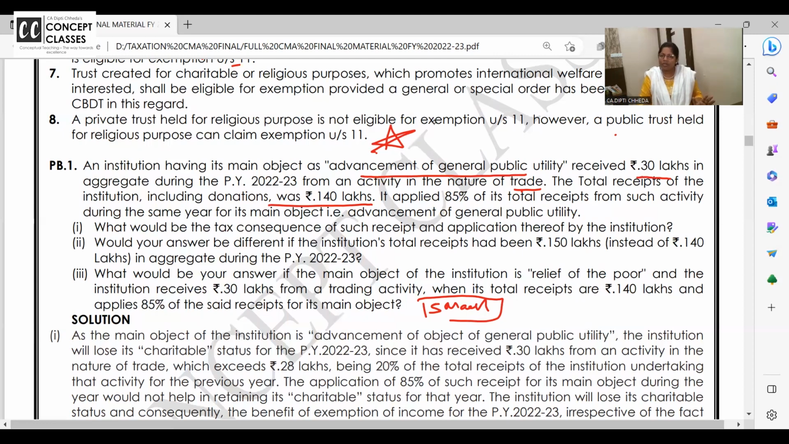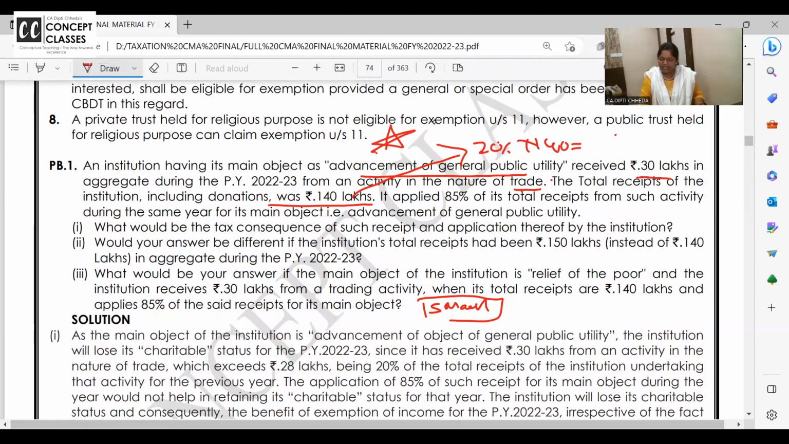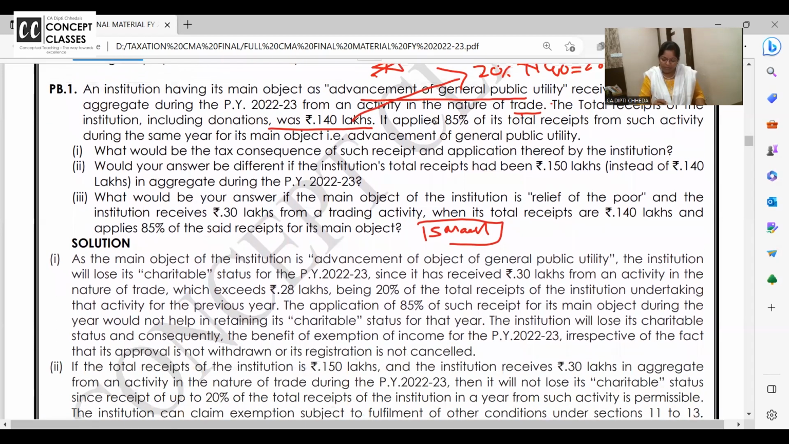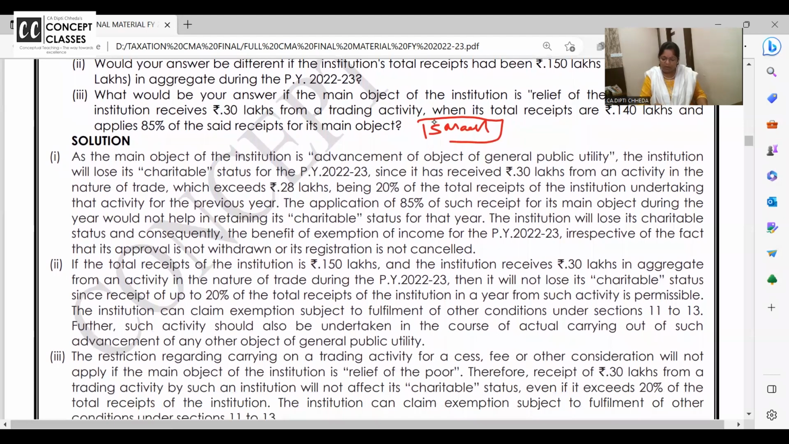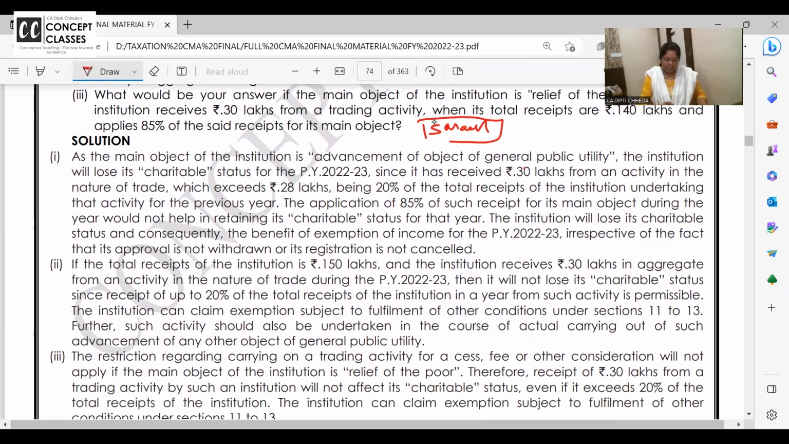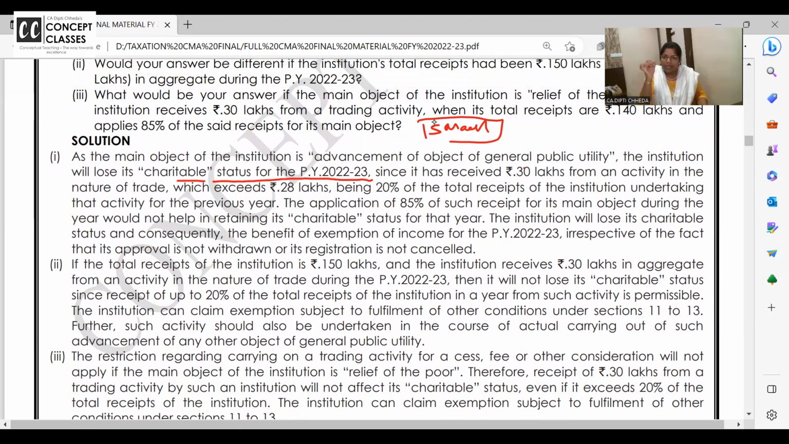Did you understand the question or not? If you have formed the trust for advancement of other general public utility, you should not do business activities more than 20% of the gross receipts. So 20% of 140 lakhs comes to 28 lakhs. But what is your business receipts? 30 lakhs. So the answer for the first one is the trust will not get the exemption under section 11 for this year, but registration will remain intact. Registration won't be cancelled. Yes. As the main object of the trust is advancement, the institute will lose its charitable status only for this year.